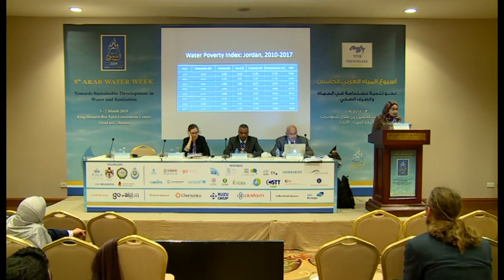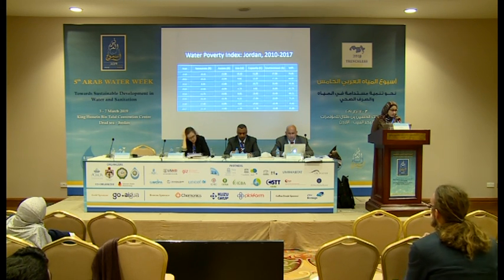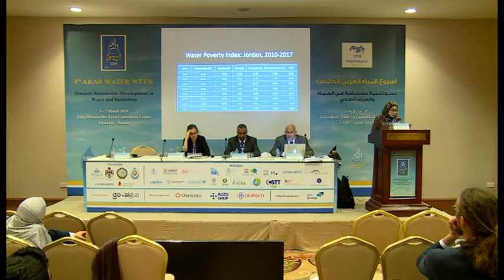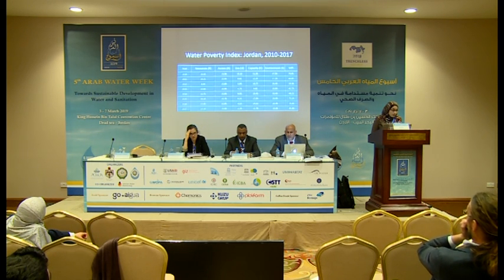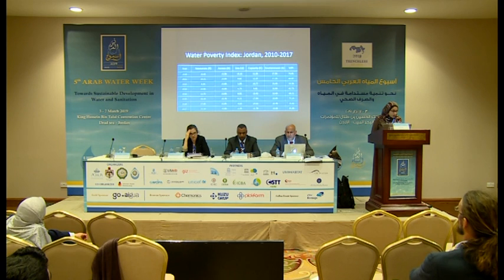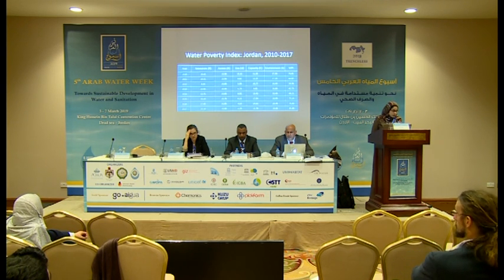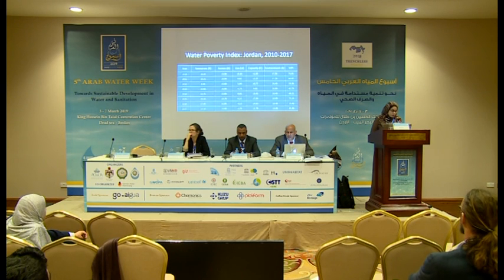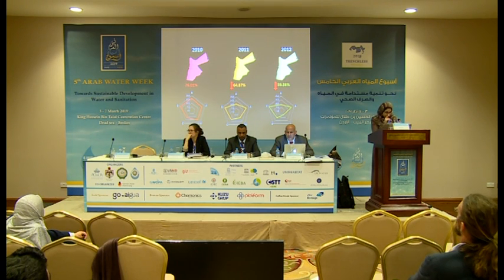This table shows the scoring results of WPI and its components. As we see, the highest value of the water poverty index was in 2010, which indicates the best situation and the lowest water poverty, and the lowest value was in 2012, which indicates the worst case in water poverty level in Jordan, as we'll discuss in detail in the following slide.